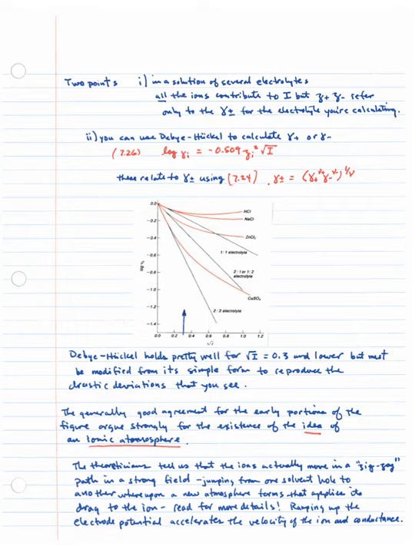Now, they get a little philosophical here. They're saying the generally good agreement with the early portions of the figure argues strongly for the existence of an ionic atmosphere. So essentially the cartoon that we had on the previous slide is corroborated by these results.